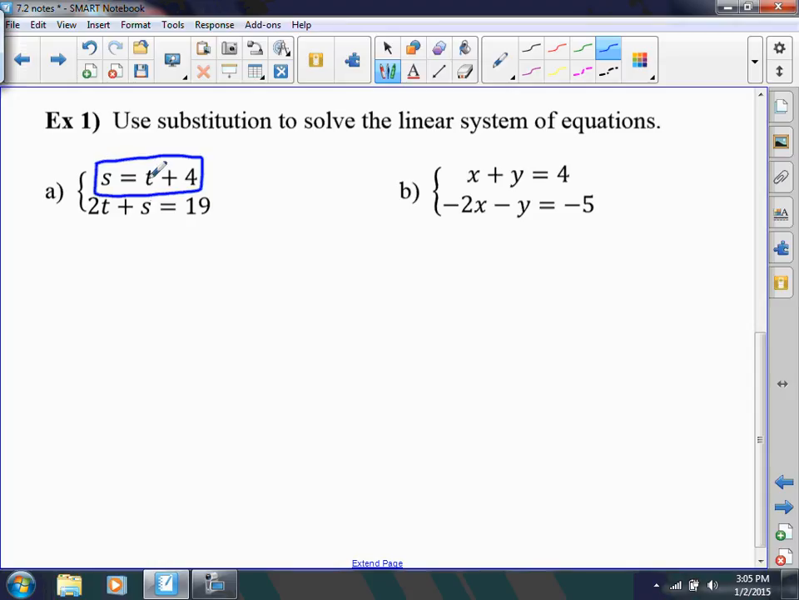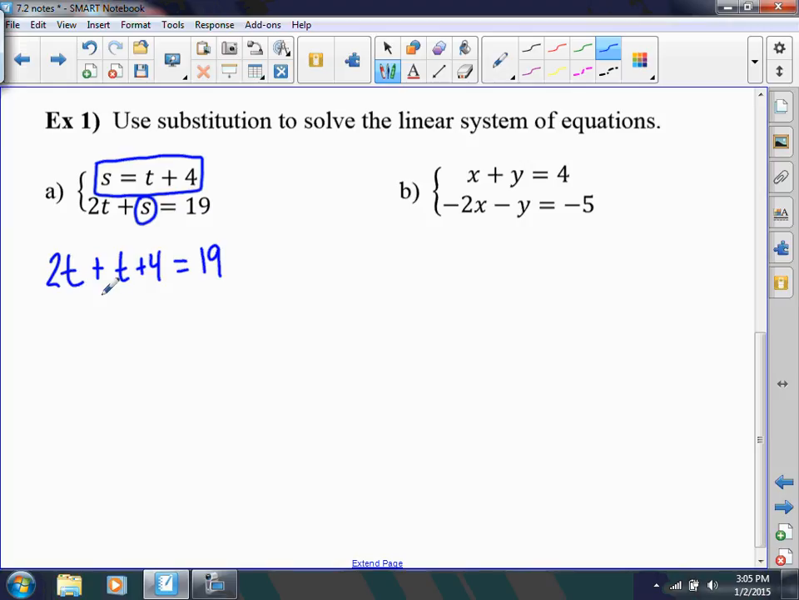So then I'm going to take what S is equal to, this T plus 4, and I'm going to substitute it into the other equation where the S is. So I'll still leave the 2T, but instead of having plus S, I'm going to write what S is. 2T plus T plus 4 equals 19.